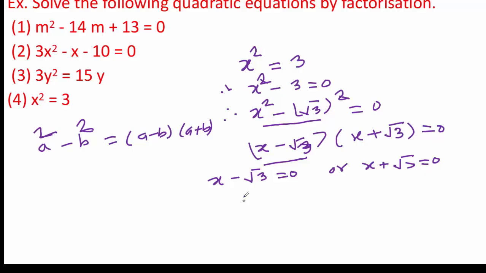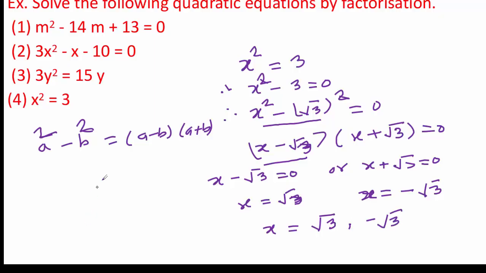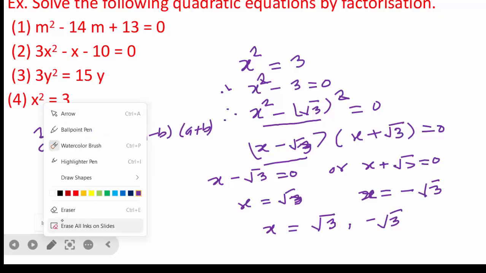x minus root 3 equal to 0 or x plus root 3 equal to 0. If I transfer this minus root 3 to the right hand side, I will get x equal to root 3, and transferring this root 3 to the right hand side, you will get x equal to minus root 3. Therefore, the solution of the equation is x equal to root 3 or minus root 3. In such a case, use the formula a square minus b square equal to a minus b into a plus b.